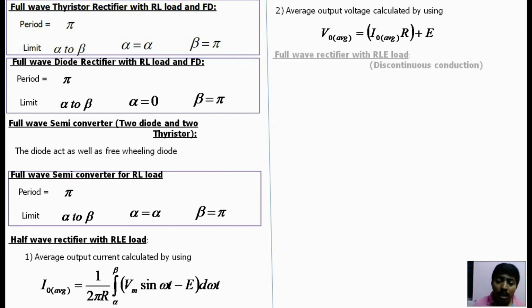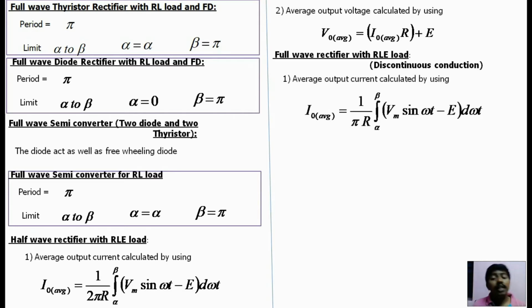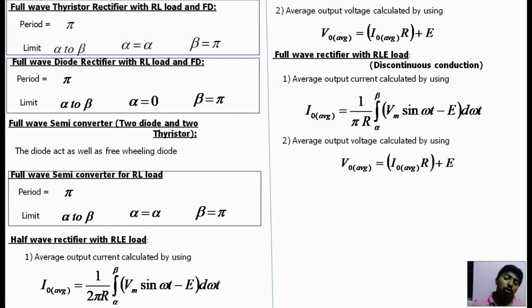Second, full wave rectifier with RLE discontinuous conduction. For discontinuous conduction, the first step is to find the average output current. Here this is a full wave, so period is equal to pi. Here limit is alpha to beta. If the rectifier is a diode rectifier, alpha is equal to 0. If the rectifier is a thyristor rectifier, alpha is equal to firing angle alpha. Here this is a discontinuous conduction, so beta will be beta. Okay, remember this formula. Second step, we find the average output voltage by using this formula.